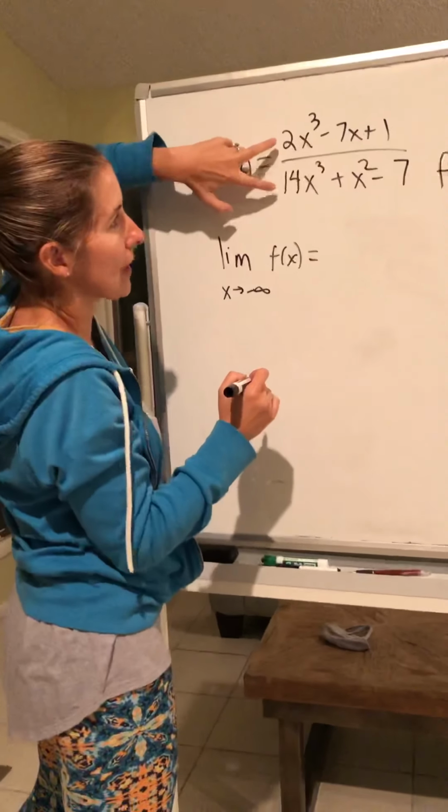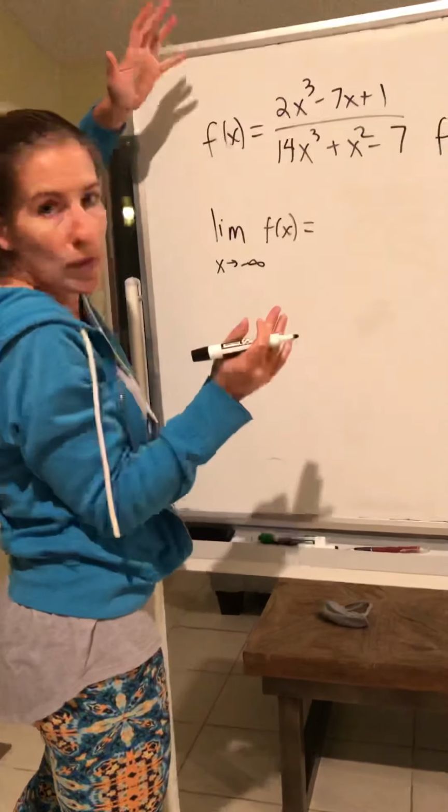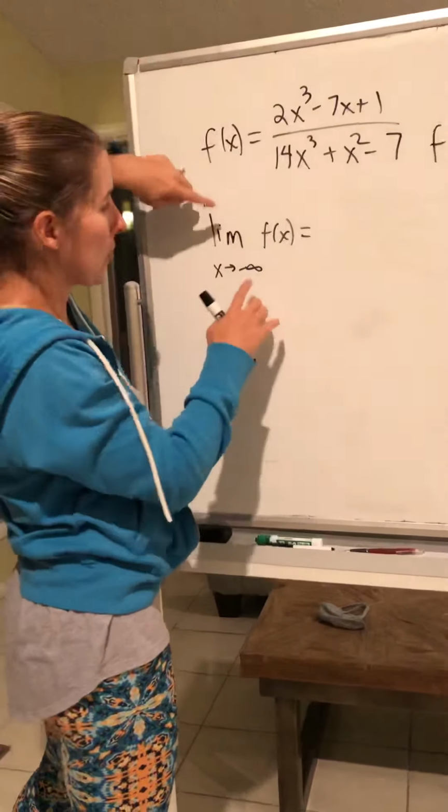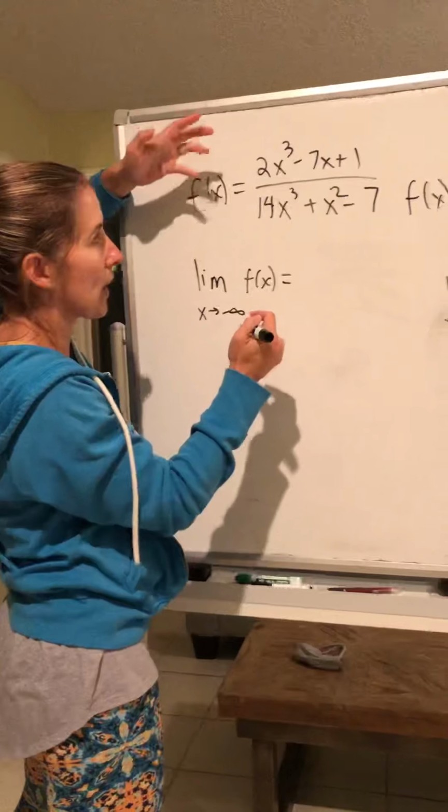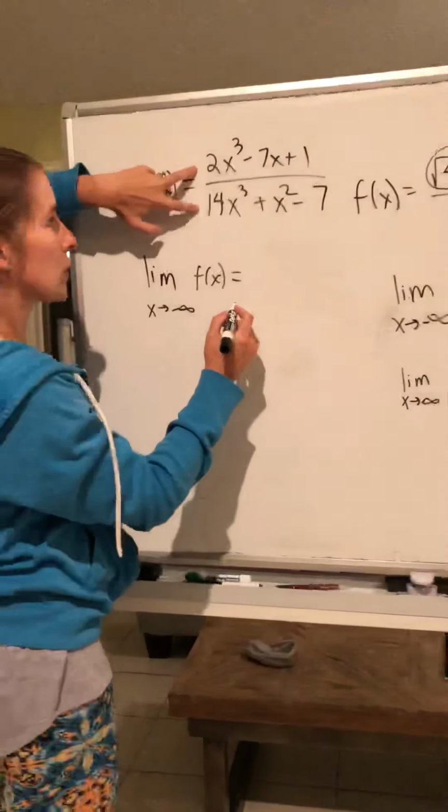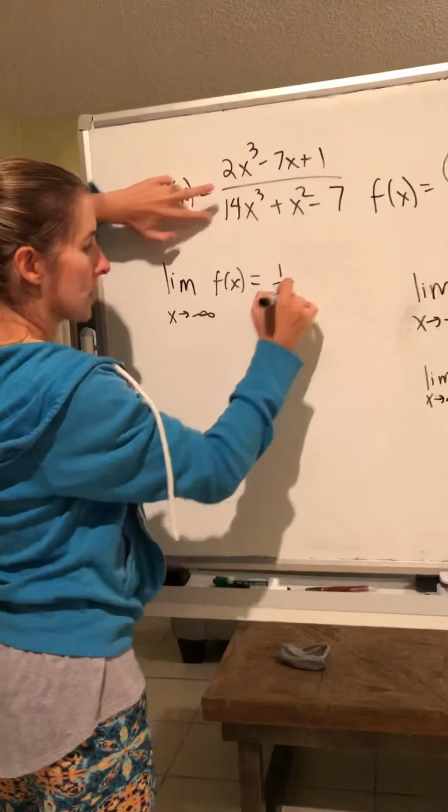So here, do you see how there's no square root? When you plug in a big negative number, both the numerator and the denominator will be negative, so the negatives will cancel. So you just have to take the ratio of the coefficients, 2/14 or 1/7.